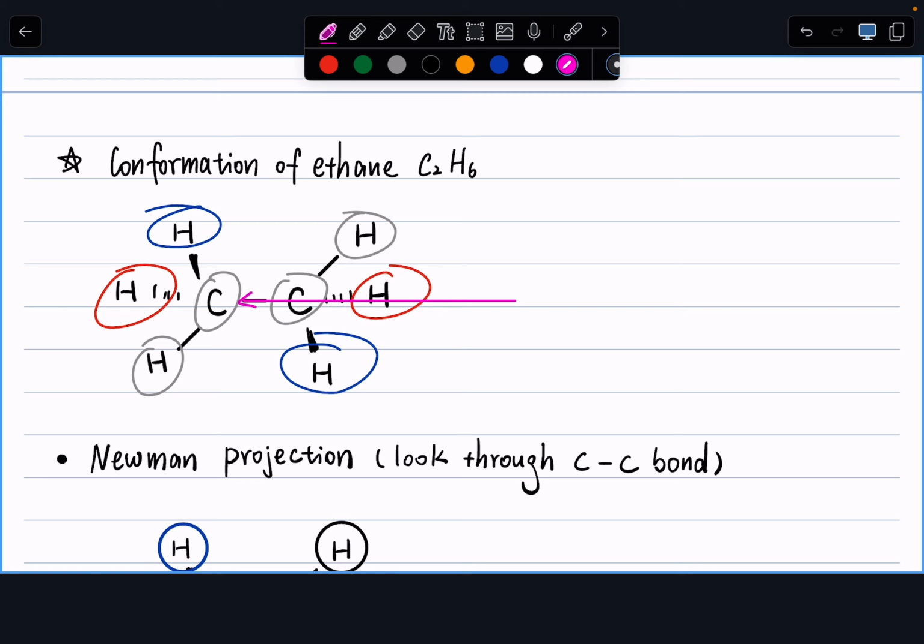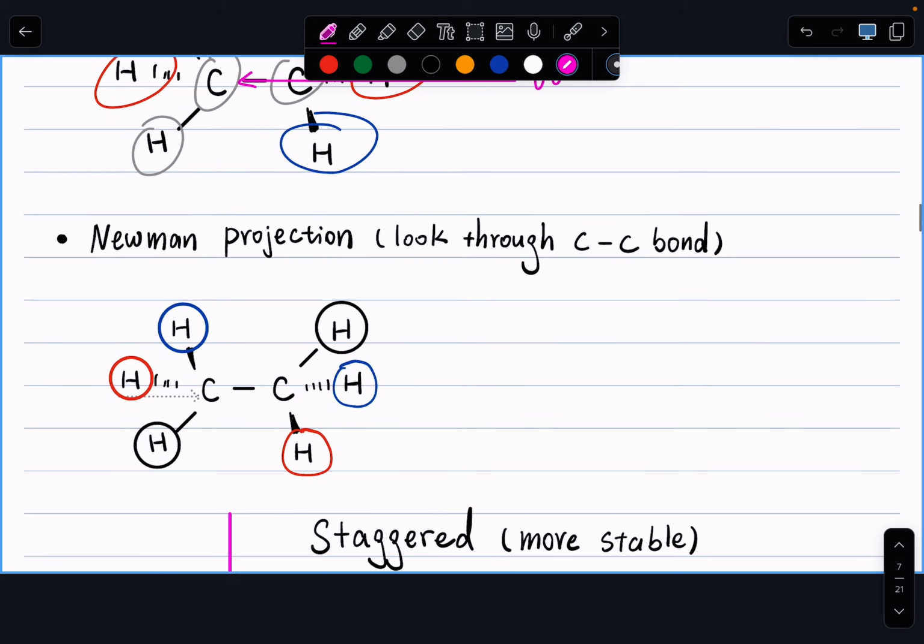Now, this is the flat region that's on the paper, and now we're just rotating it. If you have a model with you, you can also rotate it yourself to look through the carbon-carbon bond. And that's my eye. So how do we draw these Newman projections? On the left-hand side, let's think about it this way. What do we have here? We have a carbon on the top, and a carbon on the bottom.